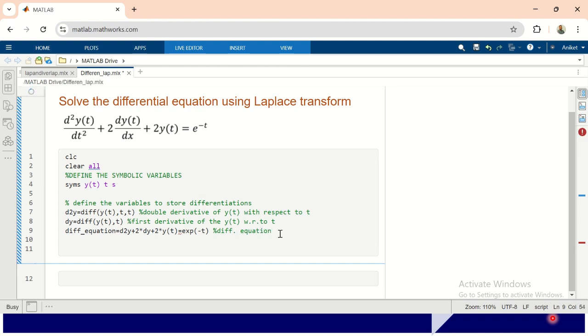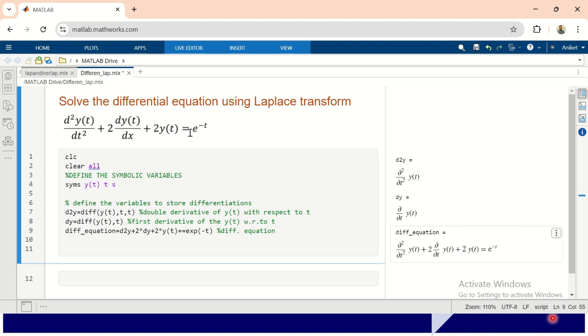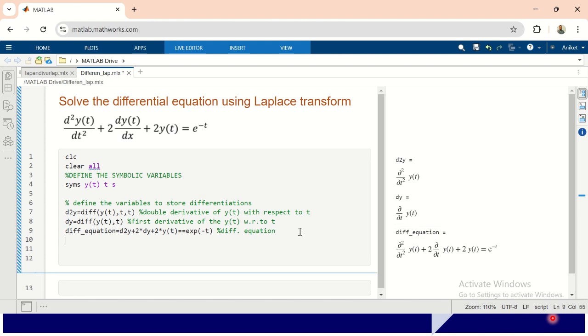Now we'll run it once again. Here we have to use double equal to use it as a differential equation. So we have this differential equation, which is similar to this one. The next thing is that, as told before, we have to convert this equation into a frequency domain equation.